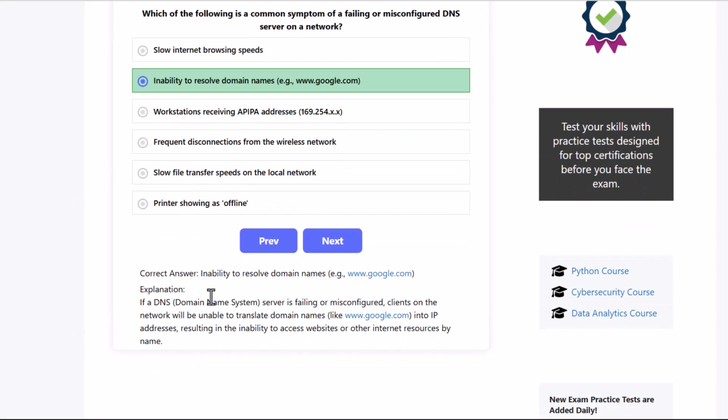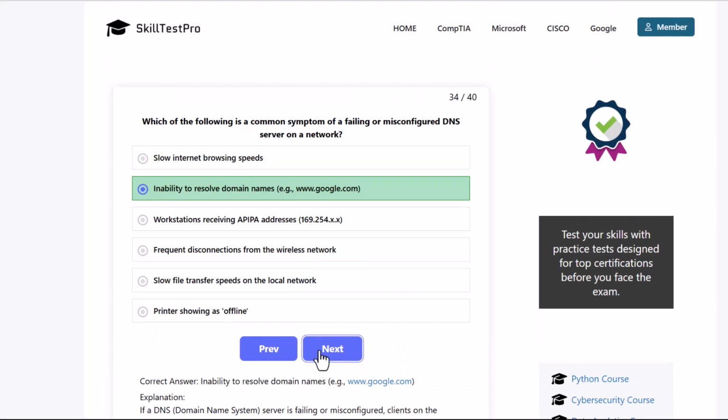And the correct answer, as we already talked about, is that if a DNS server is failing or misconfigured, clients on the network will be unable to translate domain names like Google into IP addresses. Like I mentioned, the main purpose of DNS is to translate domain names into IP addresses, and the other way around, IP addresses into domain names, resulting in the inability to access websites or other internet resources by name.